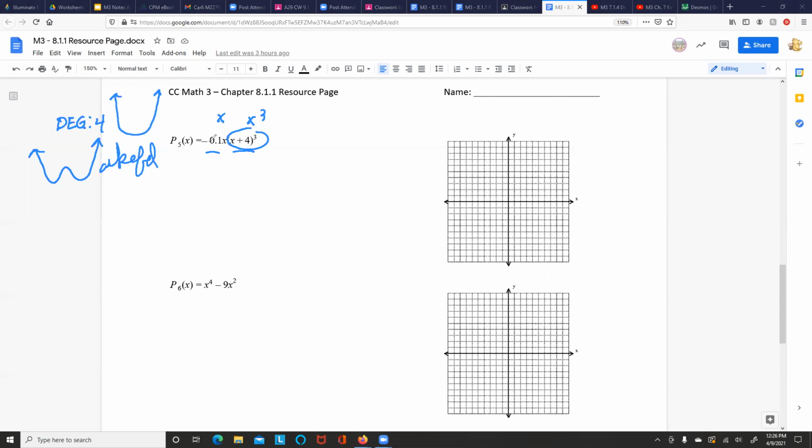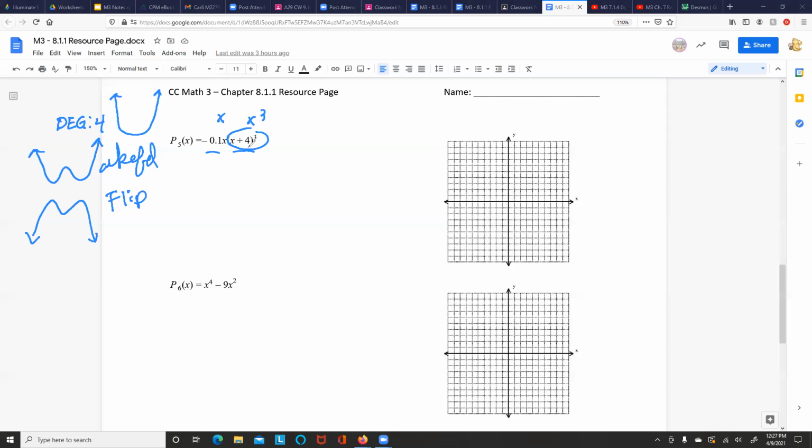There's a negative out in front. So what do negatives do when we throw a negative out in front of any function, guys? What does that do? It's going to flip it over, right? You're going to flip it. So now that W is going to become an M, like mountain, right? With 2 bumps in it.